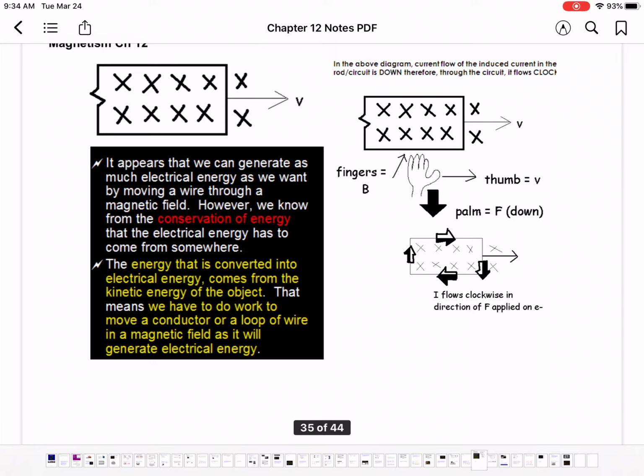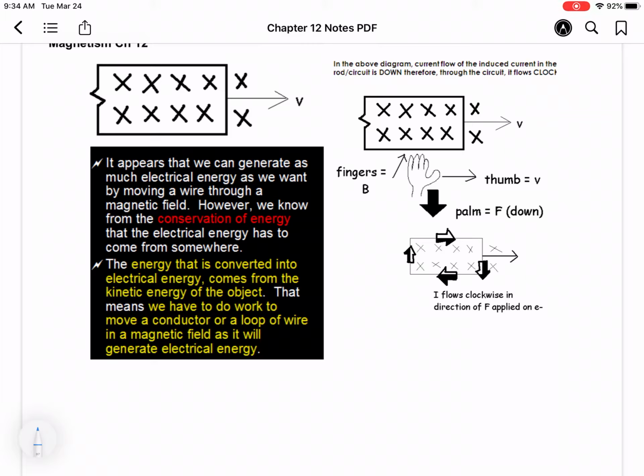So if you put a loop in a magnetic field and you move the whole loop, then the current creates this. So that should, in theory, create eternal energy. The problem is that's not actually what happens, right? What actually is happening is we have to move the wire. As soon as the wire stops, we're not going to be able to do this, right? So we have to move the wire.